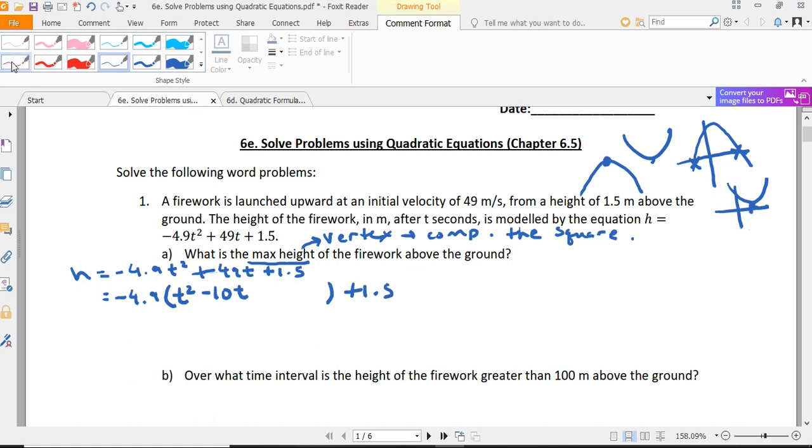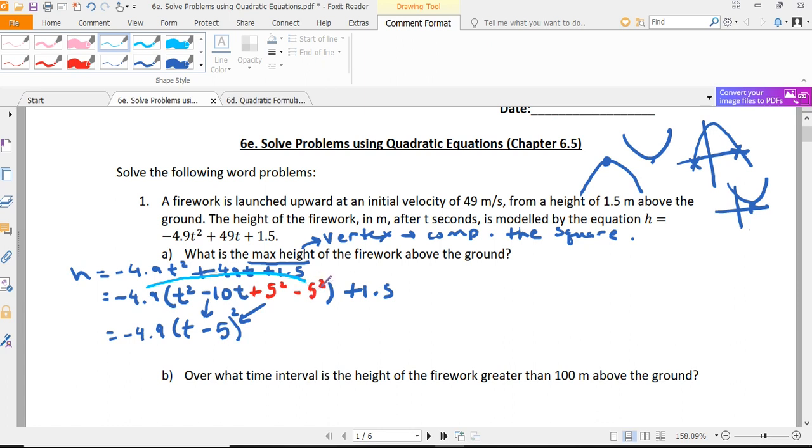Now, what goes in here? Plus, minus, the square of half of that. So plus 5 squared minus 5 squared. And now, to put this into vertex form, I know that it's going to be negative 4.9 times (t minus 5) squared. Copy down that sign. And, of course, I need to free out the second, so the negative 5 squared.